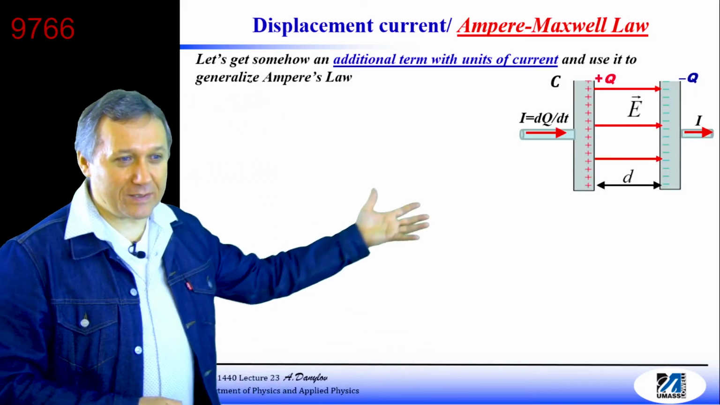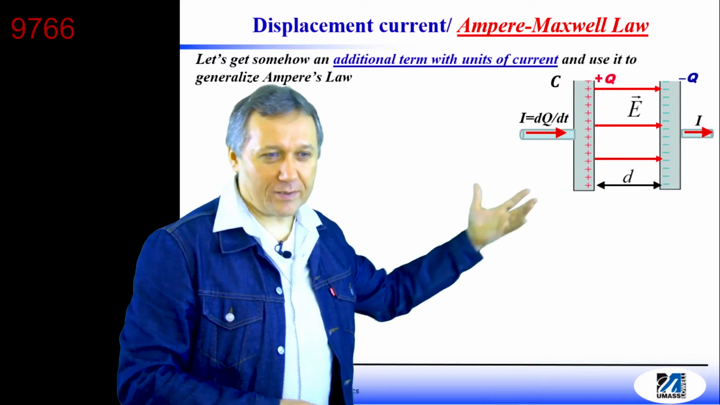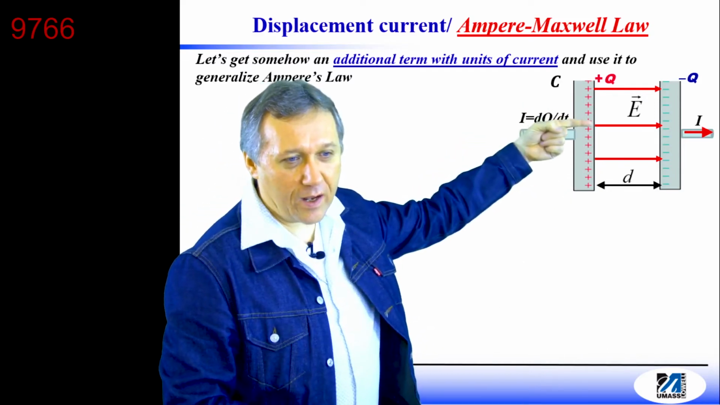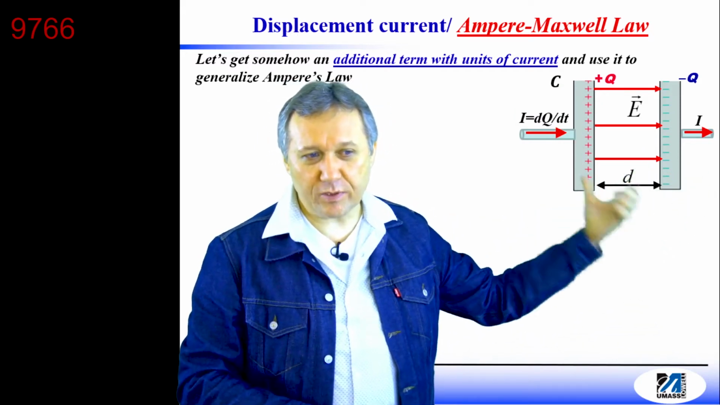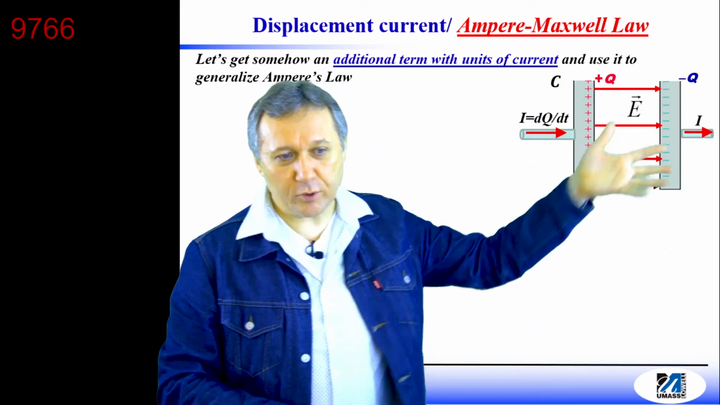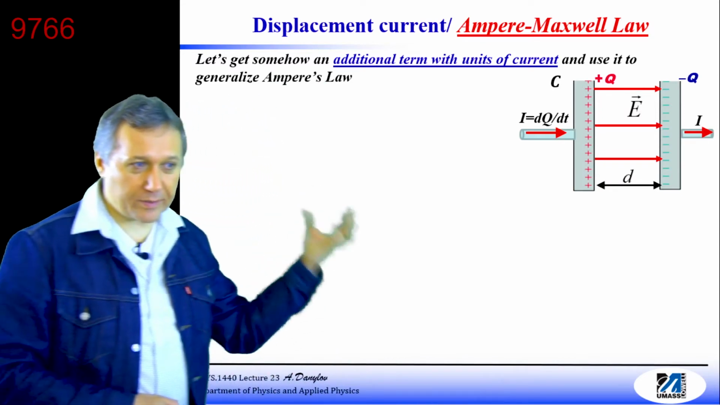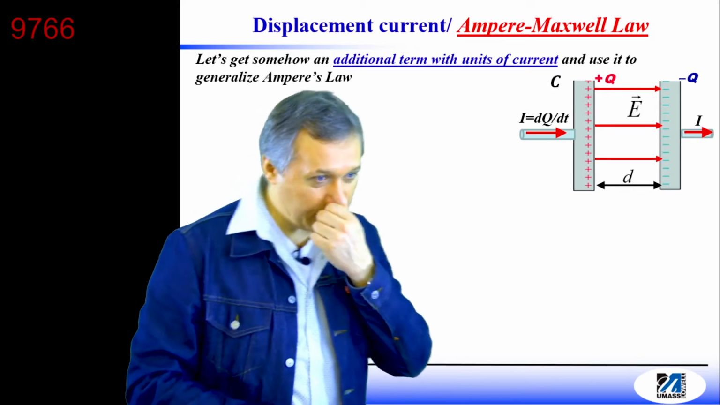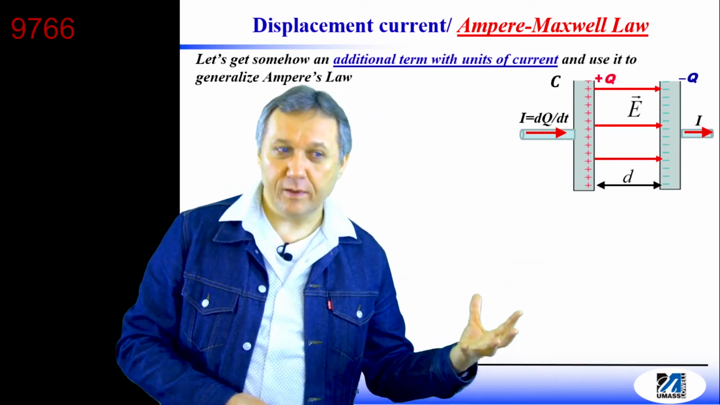All right, it's exactly basically the same picture. I just made it smaller. I just copied and pasted. So again, we have the current I enters, we have a capacitor, we have an electric field, D is the spacing between the plates, and plus Q and minus Q. So it failed to work in the presence of the capacitor. So let's construct a new term which has units of current.